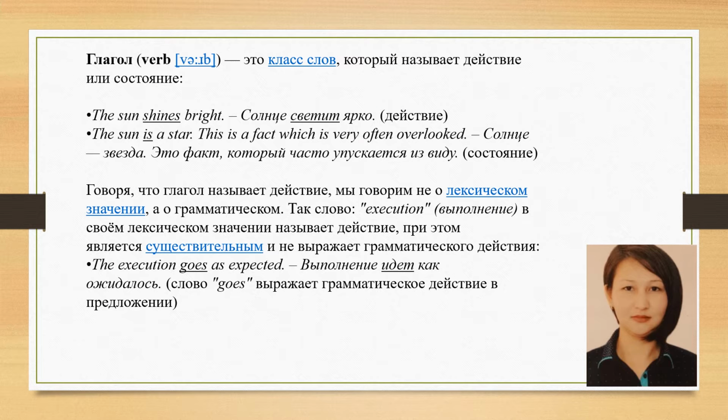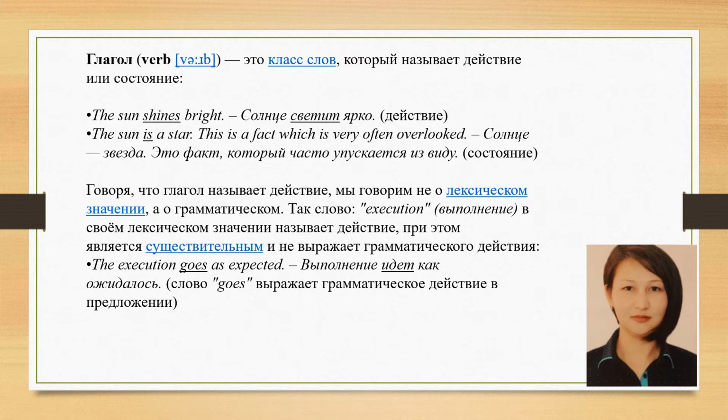Глагол «verb» – это класс слов, который называет действие или состояние. The sun shines bright. Солнце светит ярко. Светит – это действие. The sun is a star. This is a fact which is very often overlooked. Солнце – звезда. Это факт, который часто упускается из виду.